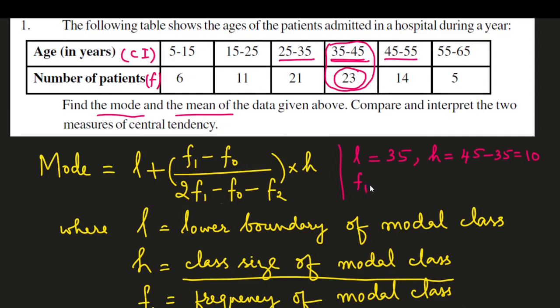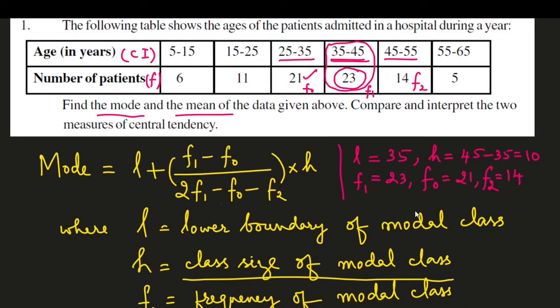F1 is the frequency of model class. Here F1 is 23. F0 is the frequency of class interval preceding the model class. So here F0 is 21. F2 is the frequency of class interval succeeding the model class. So F2 is 14. Just substitute the values in the formula and find out mode.